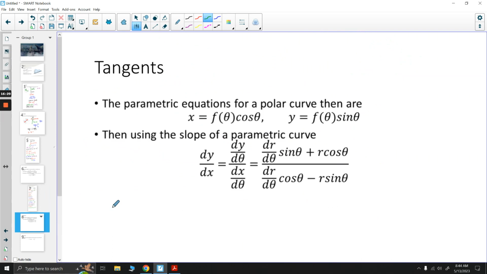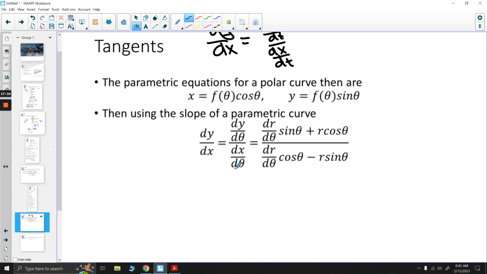Okay, so now let's talk about tangents. The parametric equation, as a reminder, we did the parametric equation for our arc length, but the parametric equation for our polar curve is x equals f of theta cosine theta, and y equals f of theta sine theta. So using the same concepts we used for the tangent of a parametric curve, as a reminder, if we were trying to find dy dx, this was dy dt over dx dt. That's what that thing was. So in our case, we are taking with respect to theta instead of t, and so we're just going to have dy d theta over dx d theta.